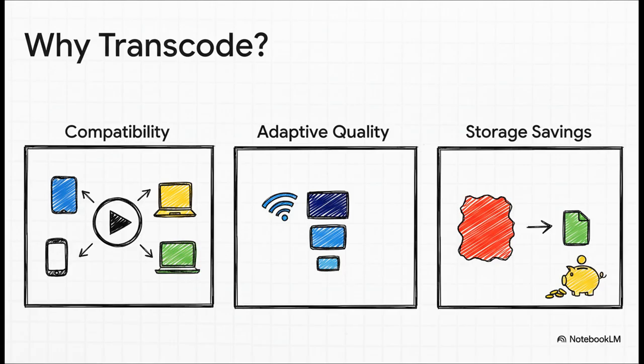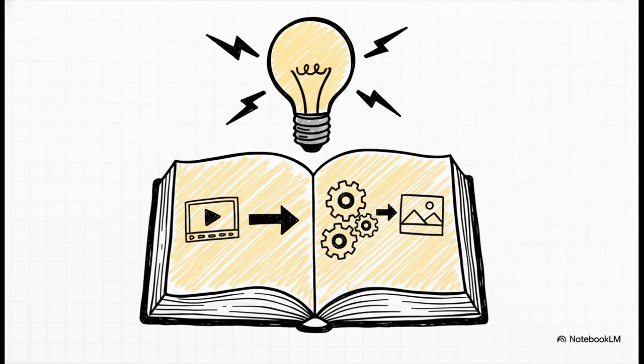And finally, it uses modern compression to save a ton of storage space. Now, transcoding is a really complex process with a lot of moving parts. To manage it all without anything getting lost, YouTube uses what you can basically think of as a smart recipe, or maybe a detailed project plan for every single video.